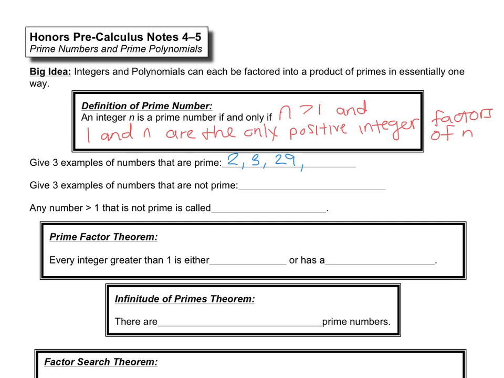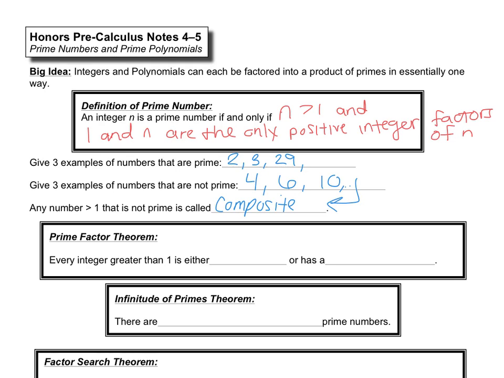are 1 and 29. So 3 examples of numbers that are not prime would be any number that has factors other than 1 and itself. For example, 4 has 4 and 1, but it also has 2 and 2. 6 has 6 and 1, but it also has 2 and 3, and so on and so forth. There are many of these types of numbers. If a number is not prime, that's called a composite number. All of these are composite numbers because they're composed of factors other than just 1 and itself.